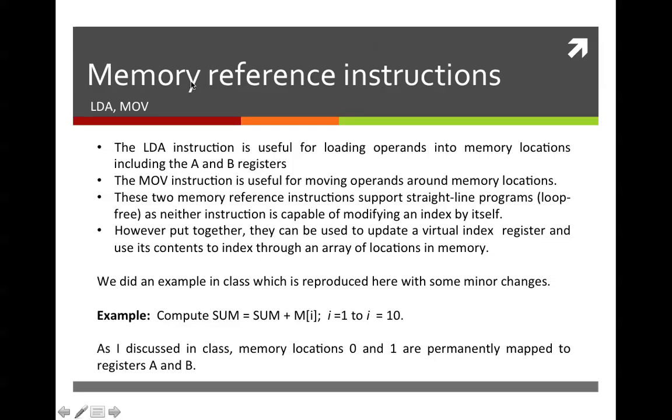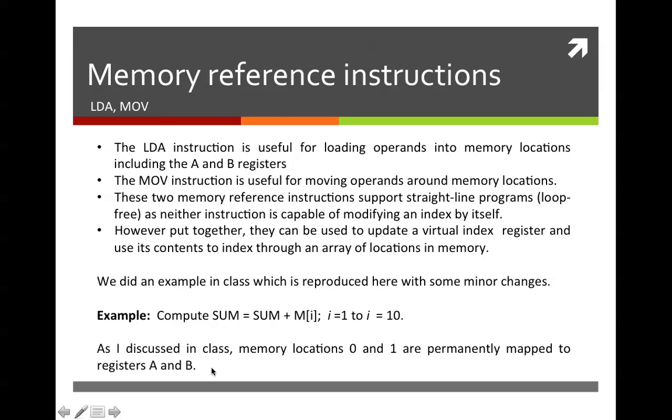So, just to recap, the load instruction basically allows us to load constants into memory locations, which of course include our specialized registers A and B. And then the move instruction just moves these operands around from one location to another. We did this example in class last Wednesday, and the example basically takes an array of values, which in this example happen to be 10 in quantity, and then adds them up together to come up with a sum. And the sum, of course, is initialized to 0.